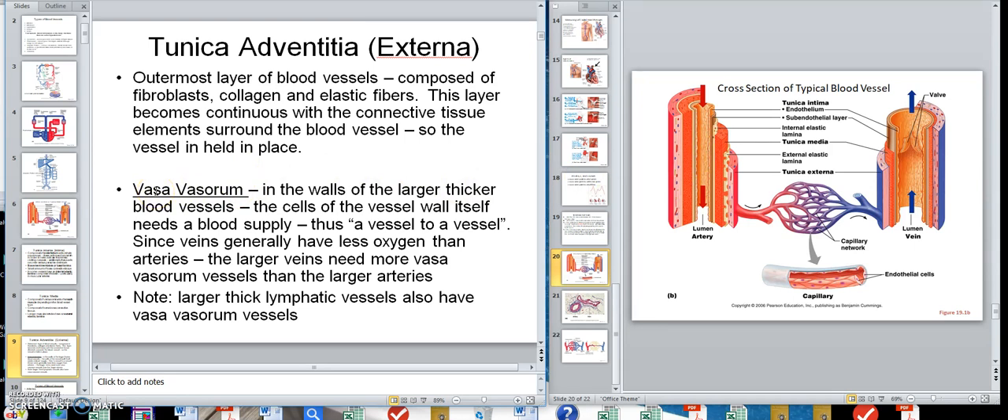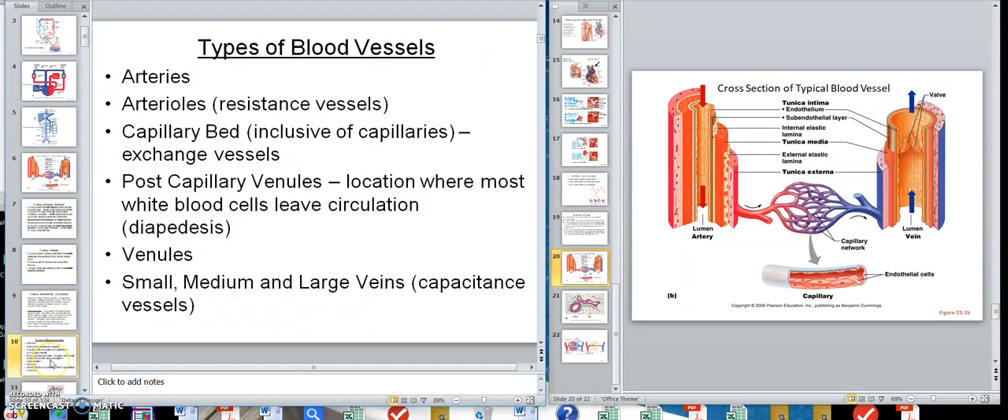We saw that not only here in the blood vessels, but in the larger lymphatic vessels, if you go back and look. So that gives you the cross section of a blood vessel. The cross section of a blood vessel. Okay? The tunica interna, the tunica media, and the tunica externa, known as the adventitia. Okay? Now, the types of blood vessels, we go back again.